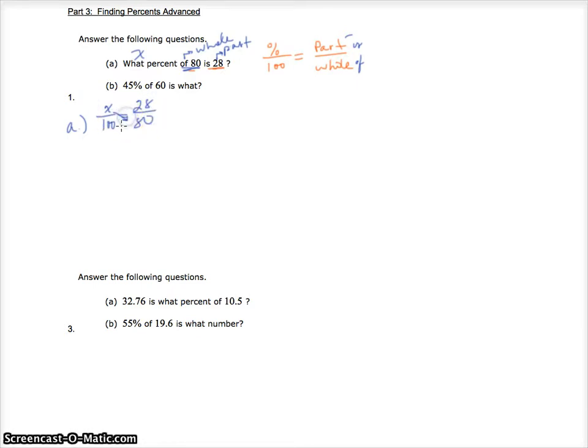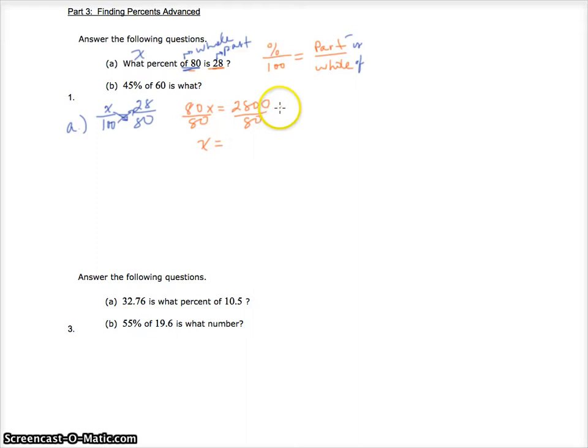Now I need to cross multiply to solve it like normal. So my solution is going to be 80x equals 2,800. Next thing I want to do is divide by 80. And here I'll say x equals.